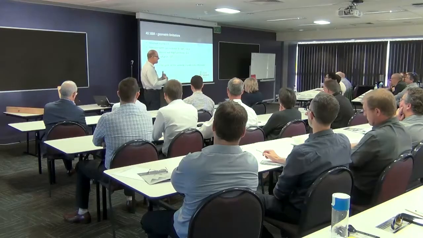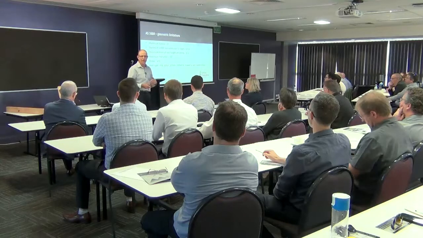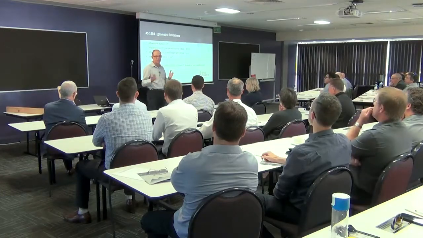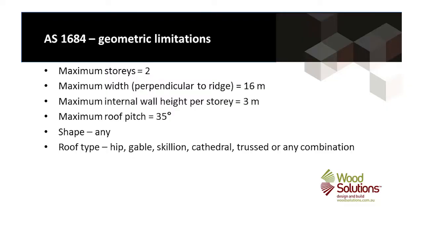We have just come back from looking at cyclone damage in North Queensland and some large buildings that used details from AS 1684 suffered damage. If the building is bigger than these limitations, then the loads are going to be higher and the details in AS 1684 may not apply. So we're looking at 2 stories. We're also looking at the distance across the width of the building perpendicular to ridge no more than 16 metres, maximum internal wall height per storey at the eaves of 3 metres, roof pitch 35 degrees, and a raft of different roof types. So they are serious limitations.